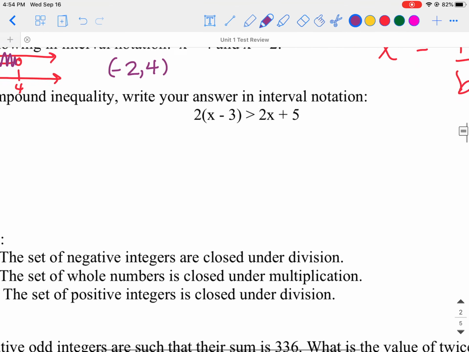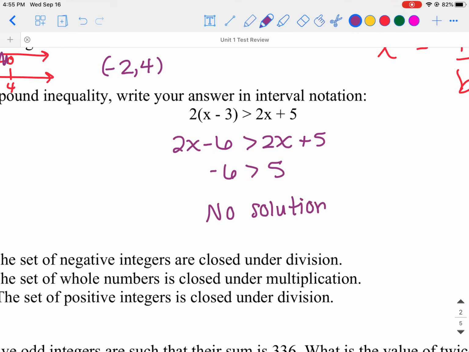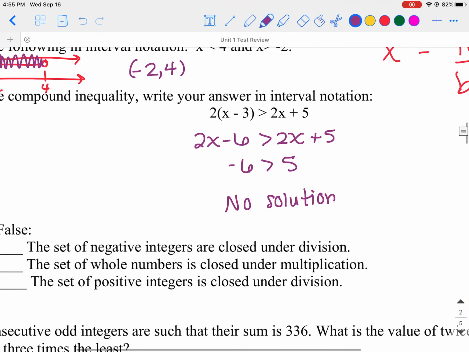Number 11, we have another inequality to solve. Distribute, you have 2x minus 6 is greater than 2x plus 5. The 2x is canceled, so I have -6 is greater than 5. -6 is not greater than 5, so that is no solution. If it would have said -6 is less than 5, then it would have been infinite solutions.